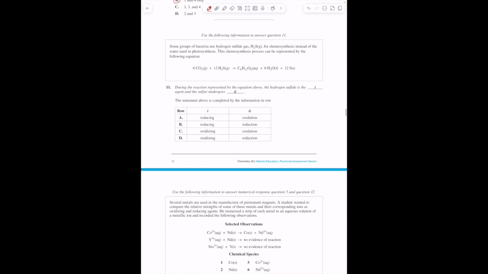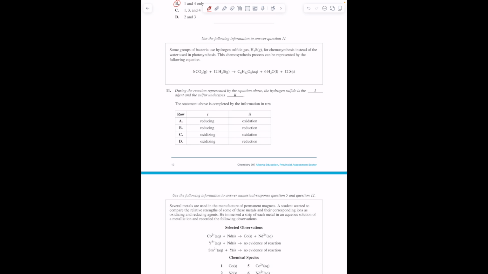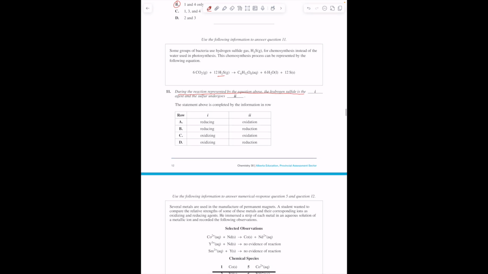All right, what's this? During the reaction, the hydrogen sulfide is, so that's this. Hydrogen sulfide is the oxidizing agent or reducing agent. All right. Well, I just need to assign oxidation numbers again.